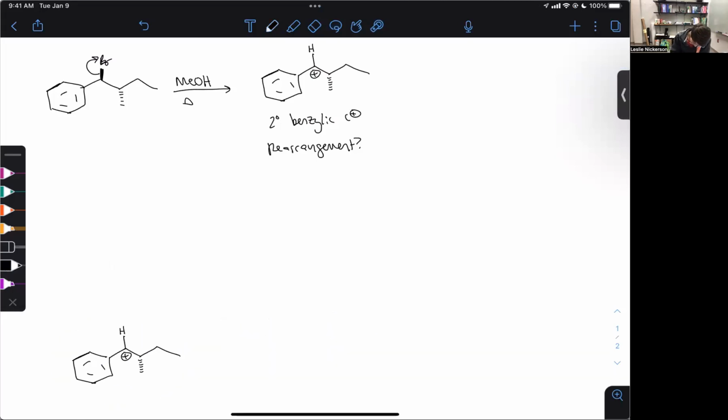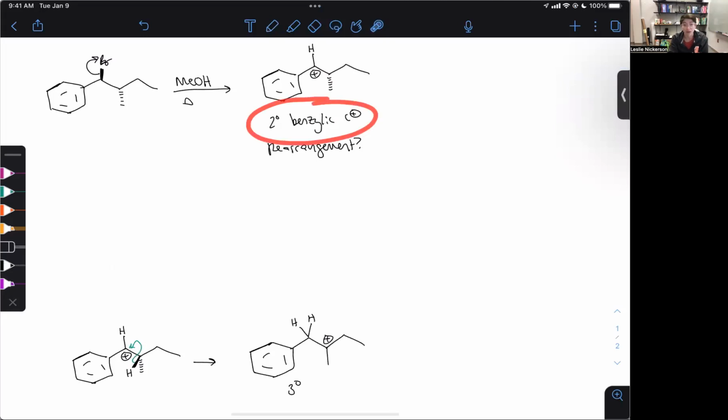But I do have an H here, which I could think about. So let's just draw that out. We'll do that rearrangement, and that's going to get us to this carbocation. So this is actually getting to be a pretty tough guess because this is a tertiary carbocation and this is secondary and benzylic.